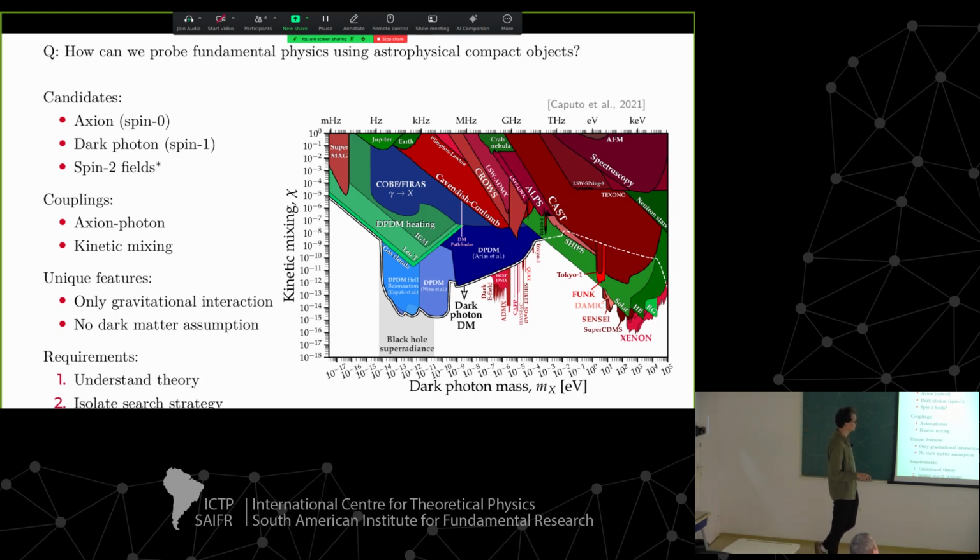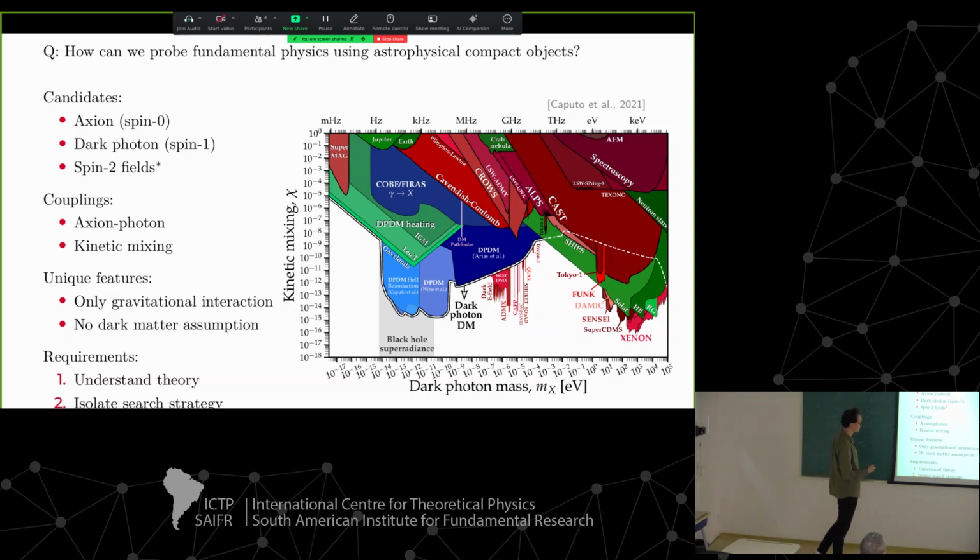And basically to actually put some constraints on this plot, we need to understand two things. Number one, we need to understand the theory. You have to map some observations to some constraints. We also have to understand the effect that we're looking for very accurately, which means understanding the theory. And then secondly, we need to understand, okay, how can we actually search for these things and place confident constraints.